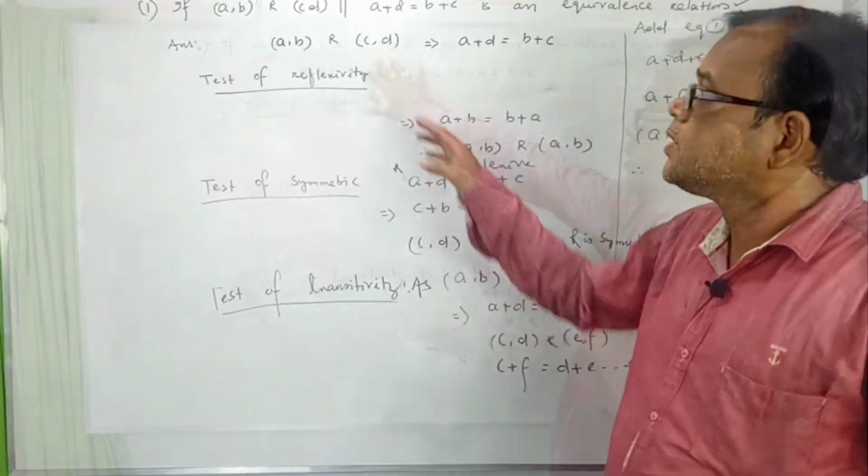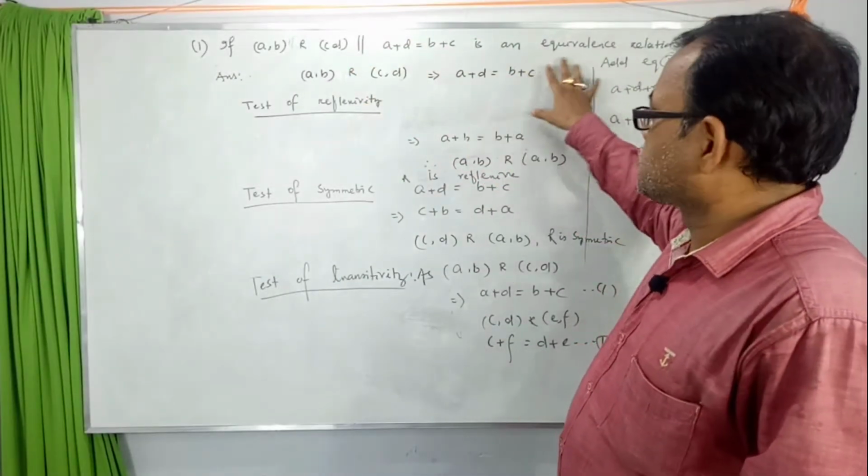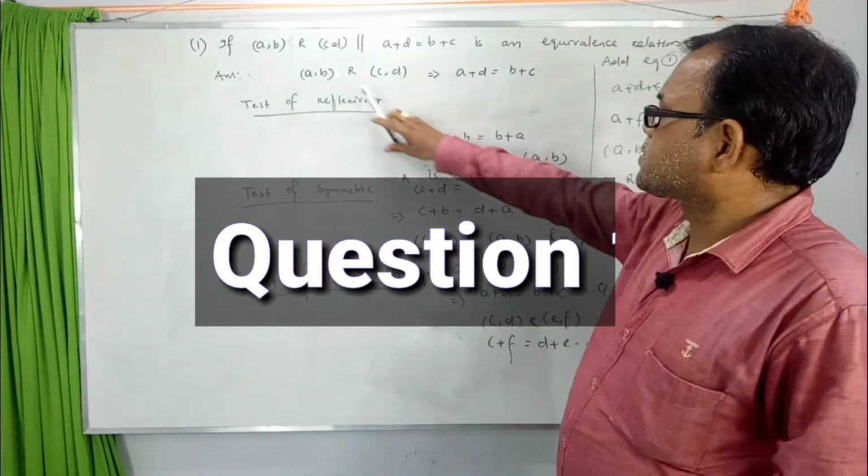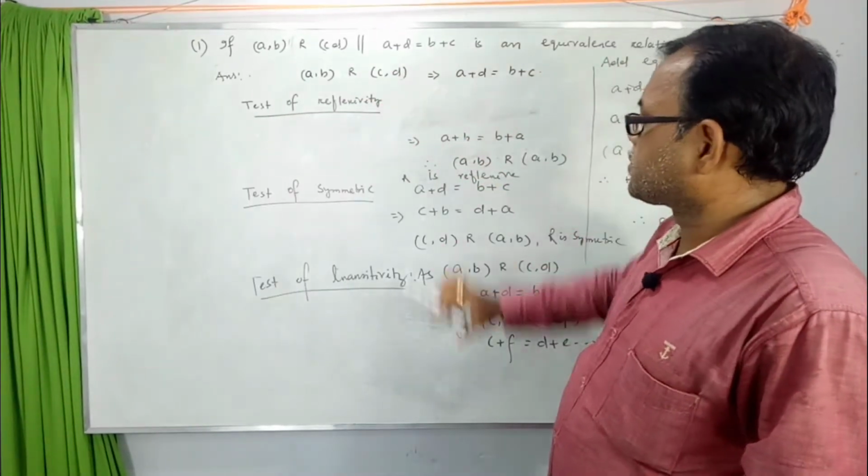Genius Math and Physics. In this video, we will discuss some important questions related to 3 marks. The first question you can take from equivalence relation like this: (a,b) related to (c,d), showing equivalence relation.